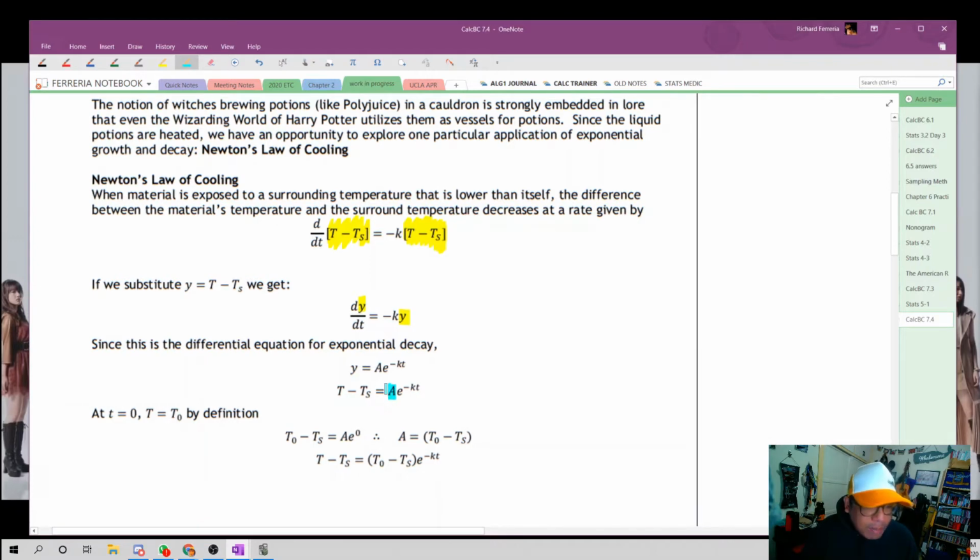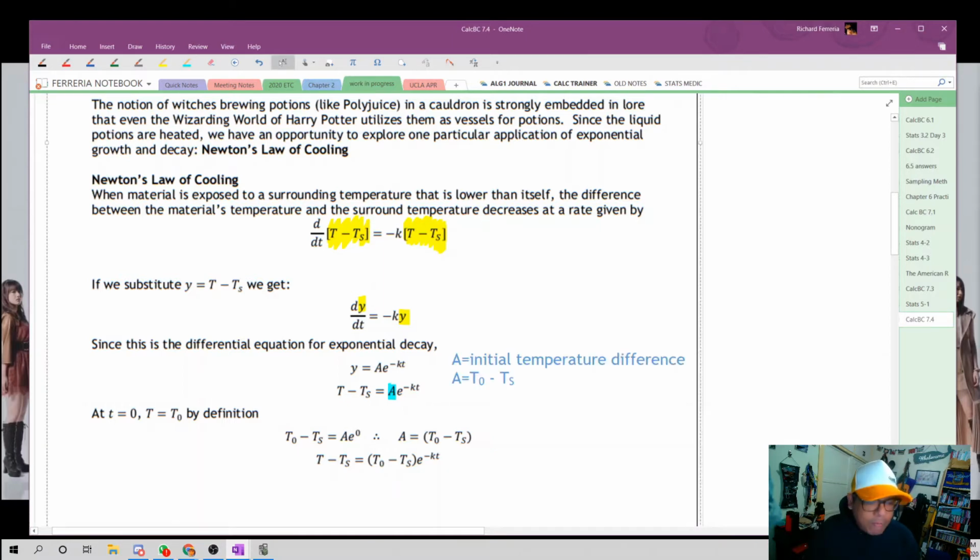When we were talking about radioactive decay, A would have been the initial amount of whatever isotope we were talking about, so the initial amount of carbon-14, for example. Well, here we're talking about a temperature differential. T minus Ts is a temperature differential, the difference between any current temperature and the surrounding temperature. So it makes sense that A should be the initial temperature differential.